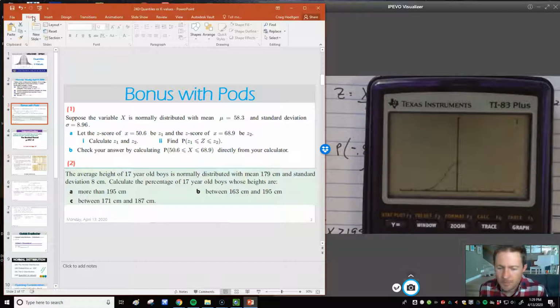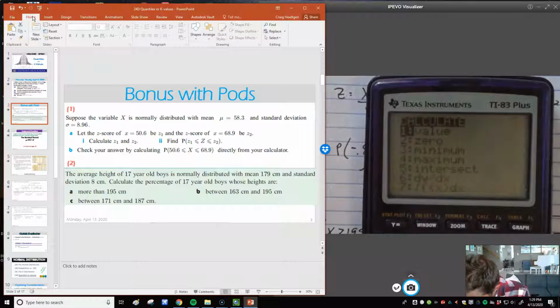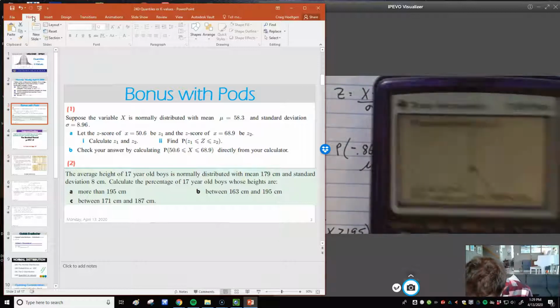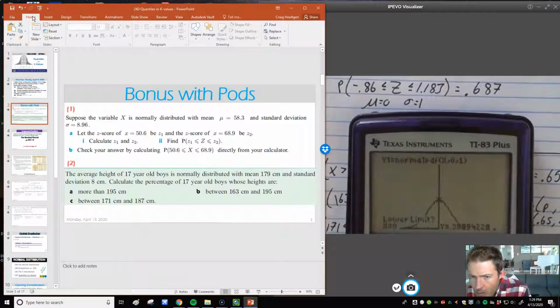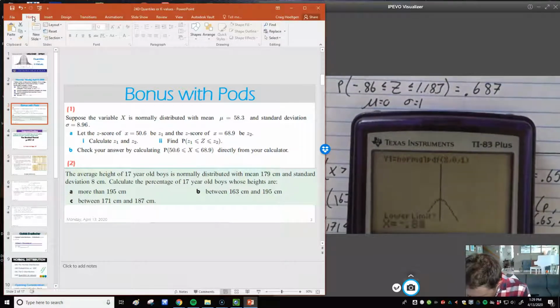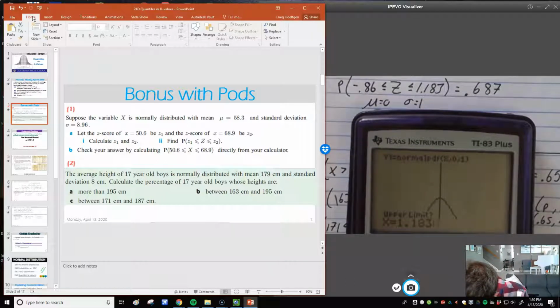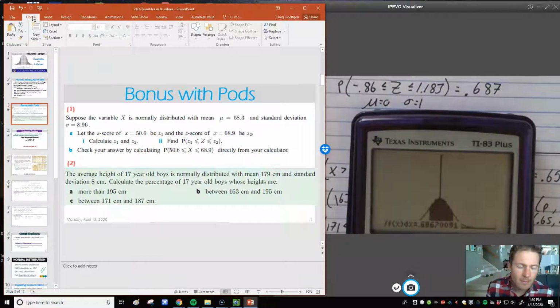Let's try it now. Okay, so now we're going to find the area under the curve between, what were our two values here? Lower limit, negative 0.86. Upper limit, 1.183. Great, okay. And that's what you get.